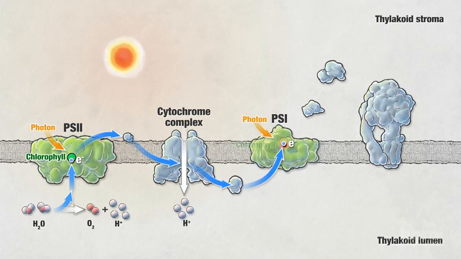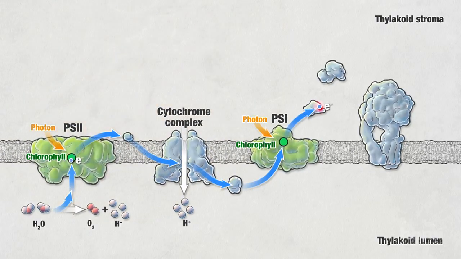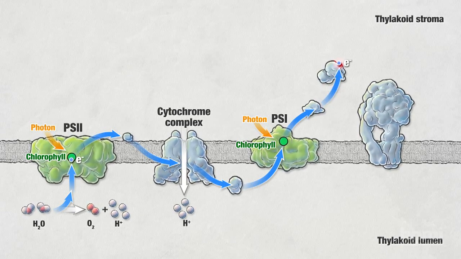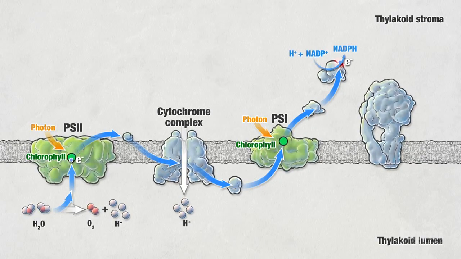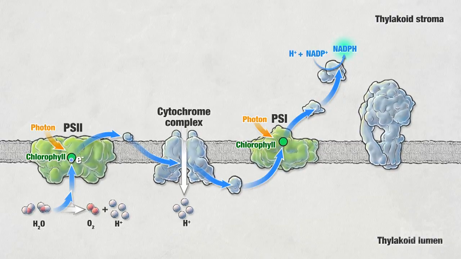Photons of light hit chlorophyll in photosystem 1 and excite the electrons again. The electrons are then passed to the third electron carrier. Finally, these electrons are either recycled or they interact with an enzyme and NADP+, the final electron acceptor of the light reactions, to form NADPH. Some of the energy from light is now stored in the reduced molecule NADPH.